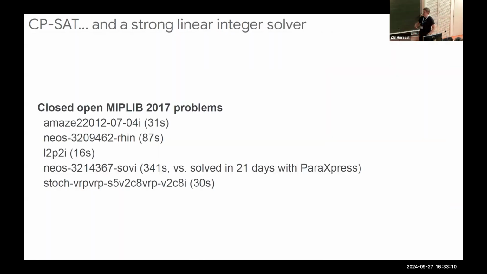CP-SAT is also a strong linear integer programming solver. It doesn't support continuous variables, but sometimes that's not an issue because your problem is purely integer linear and you can just use it out of the box. We have done this for some of the MIPLIB problems, where we can close them much faster than other solvers. Of course, on average, the traditional MIP solvers are better, but there are instances where that's not the case. And in practice, for many mixed integer programs, you can rescale your continuous variables so that they are integer, and then you can start using CP-SAT as well.